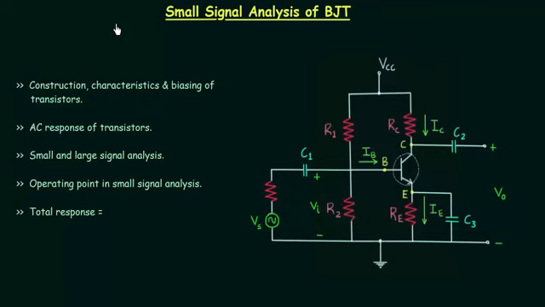From this lecture, we will start a new chapter, that is a small signal analysis of BJT. We have already completed the construction part, the characteristics part, and the biasing part of transistors. In this chapter, we will examine the AC response of transistors, and for this purpose, I will introduce different frequently used transistor models, or you can say different transistor equivalent circuits.